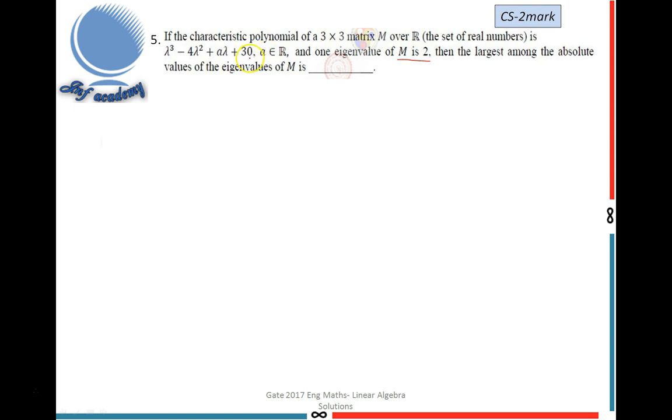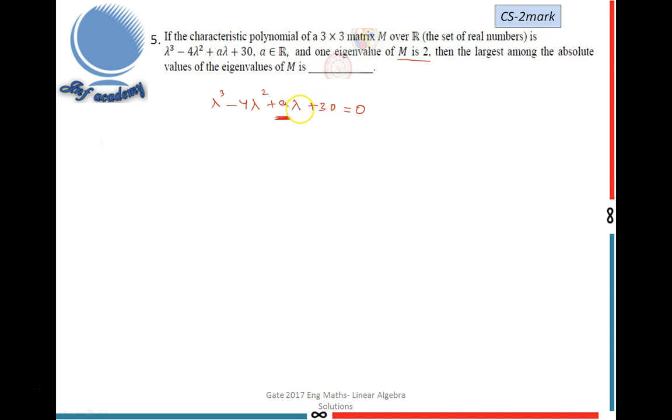Here the characteristic polynomial of the matrix is given. Because the characteristic polynomial is given, you write it equal to 0. That means the characteristic equation: lambda cube minus 4 lambda square plus A lambda plus 30 equal to 0. The characteristic equation has one unknown constant, that is A. Next, we have to find the value of A.